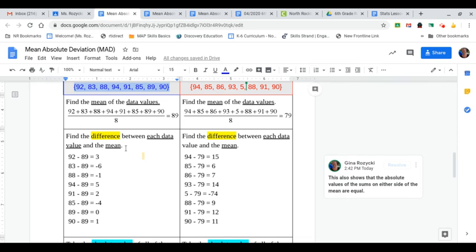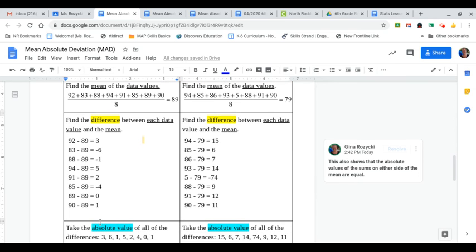Now we're going to find the difference between each data value and the mean. The first data value is 92, and we subtract the mean of 89. 92 minus 89 is 3. The second data value is 83. 83 minus 89 is negative 6. The third data value is 88 minus 89, which is negative 1. And then you do the remaining of the total of 8 data values.